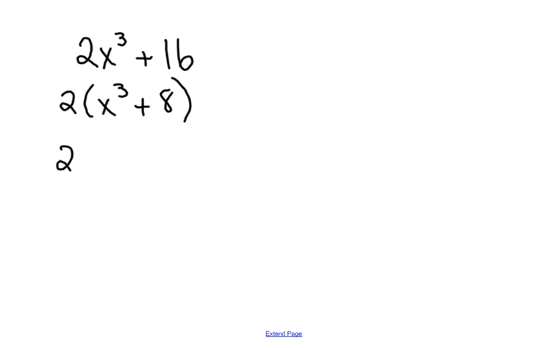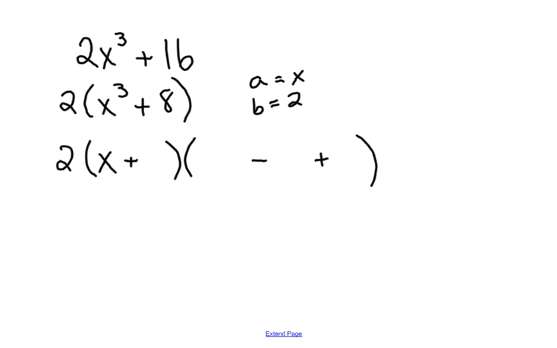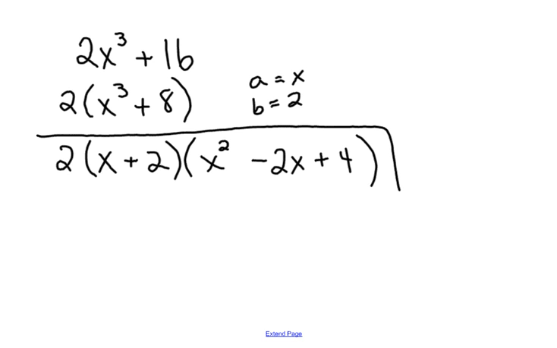So we're going to have 2, set up our parentheses. This is addition, so it's going to be plus, minus, plus. a is x, and b is 2. So x plus 2, x squared minus 2x plus 4. Don't forget to keep your GCF attached up there at the front. That's how you do sum and difference of perfect cubes.